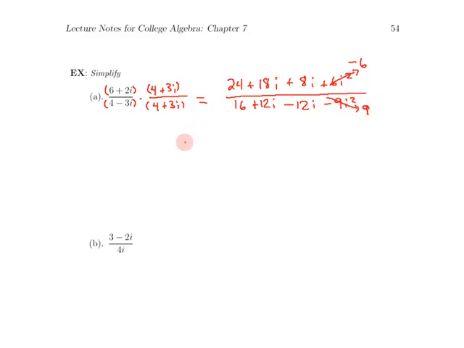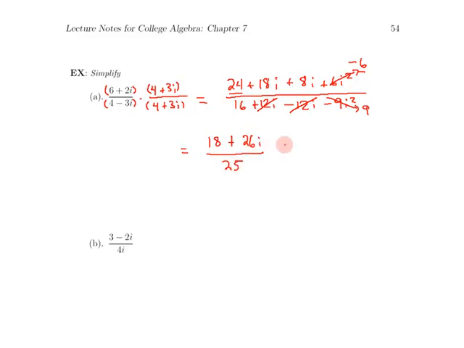Now let's see what we have then. In the numerator, I have 24 minus 6, which is 18. I have 18 plus 8i, which is 26i, divided by, the 12i's on the bottom are canceling out. 16 plus 9 is 25.